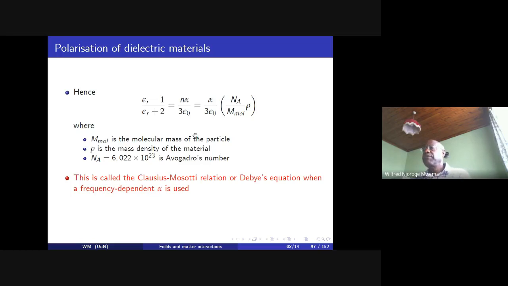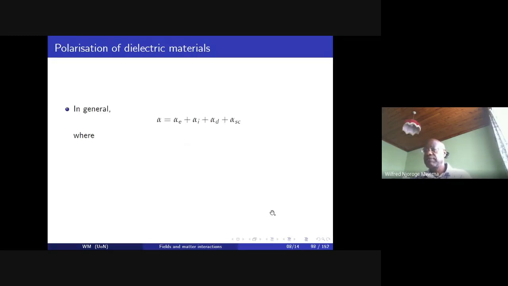But if we were to use the value of alpha as a function of frequency, the equation will be referred to as the Debye's equation. So this expression is most accurate when you are dealing with gaseous dielectric rather than solid.